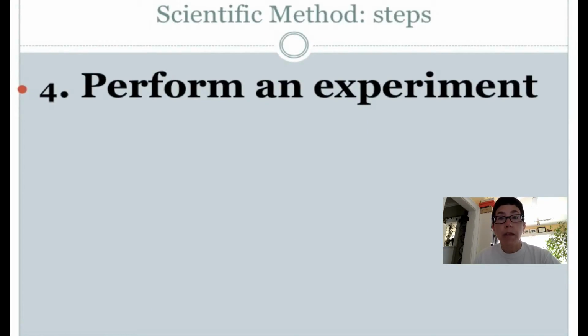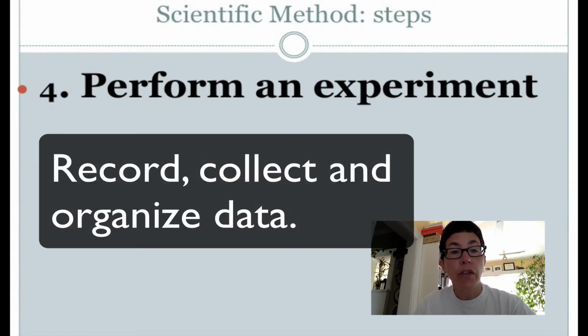Step 4. Perform the experiment. This is where you actually conduct the procedure, making any changes that might need to be made in order to test your hypothesis. You'll record any observations, collect and organize the data in charts, and graph it.